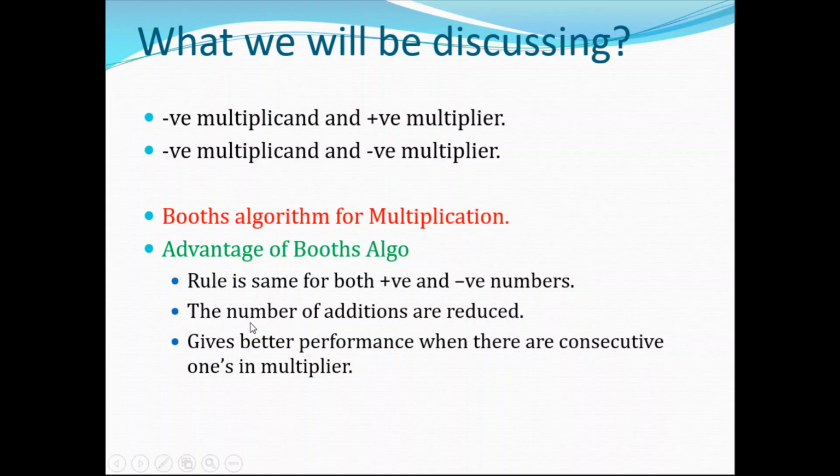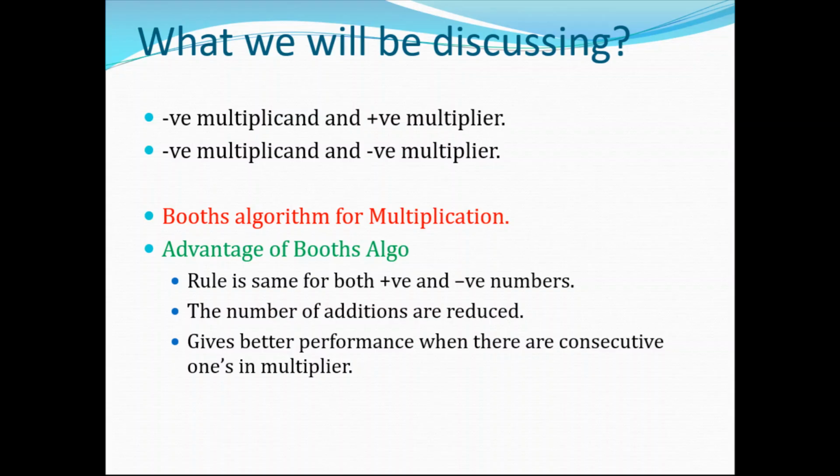The prime advantage of Booth's algorithm is that the number of additions will be less. Number of additions means what? Multiplication is nothing but repeated additions. So the number of repeated additions done in a normal multiplication will be more when compared with Booth's algorithm. In a typical Booth's algorithm, the number of additions carried out will be minimized. That is how Booth's algorithm was designed.